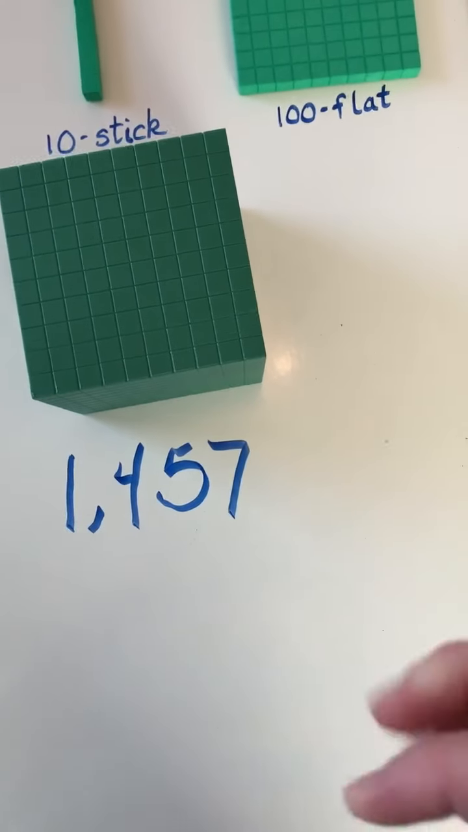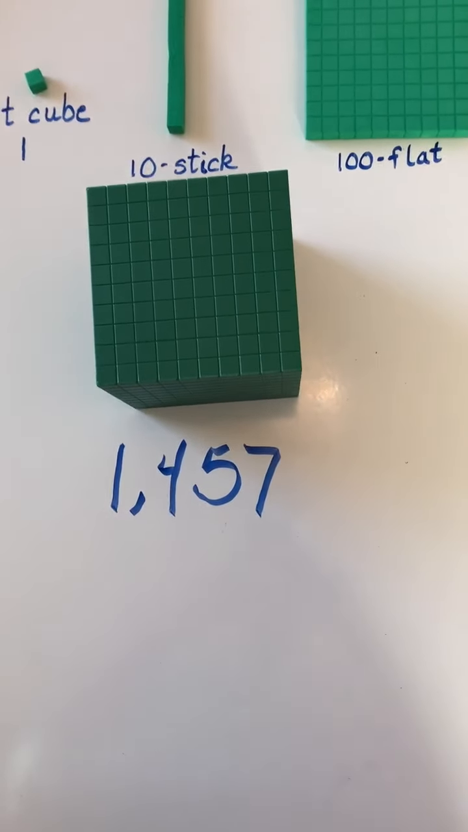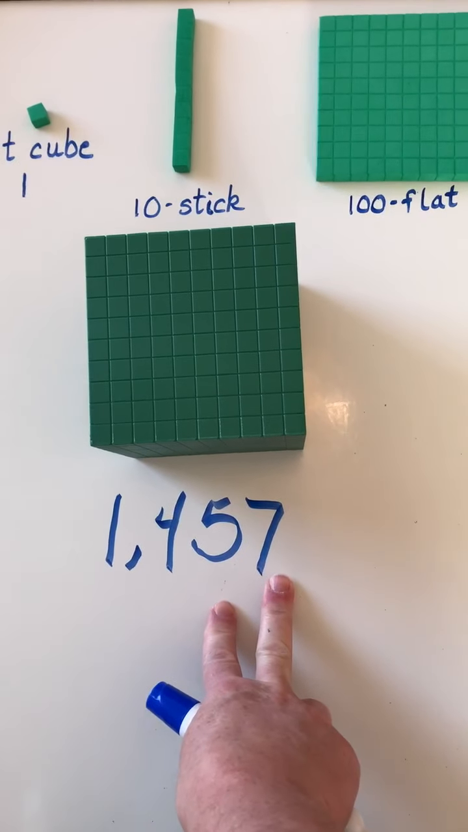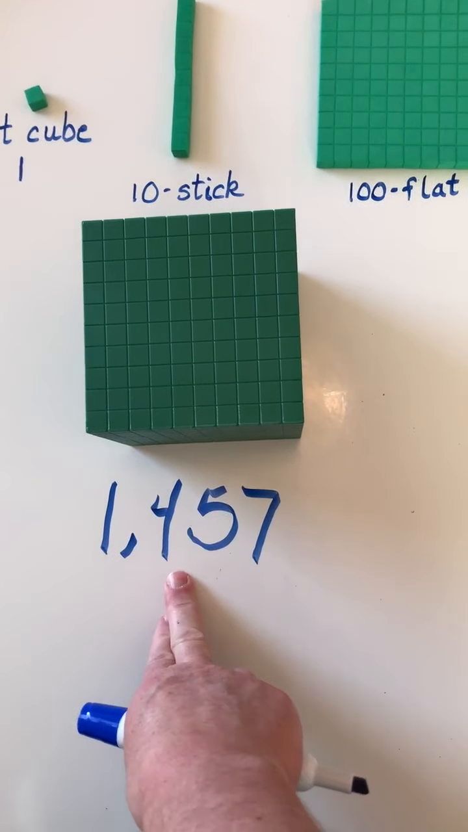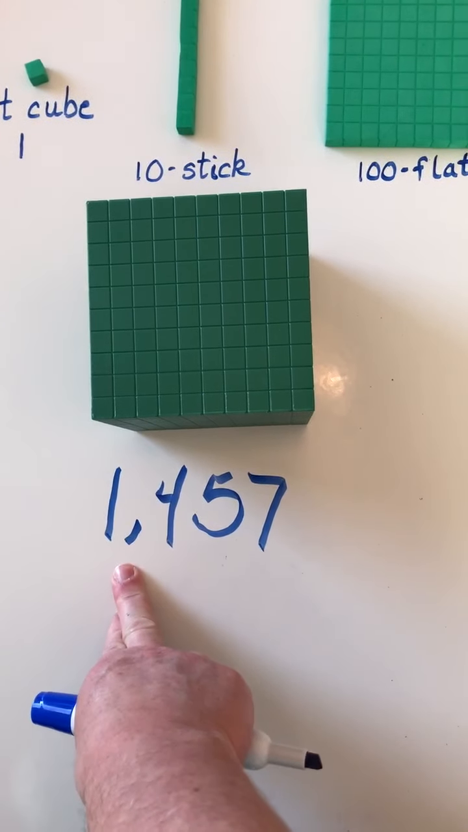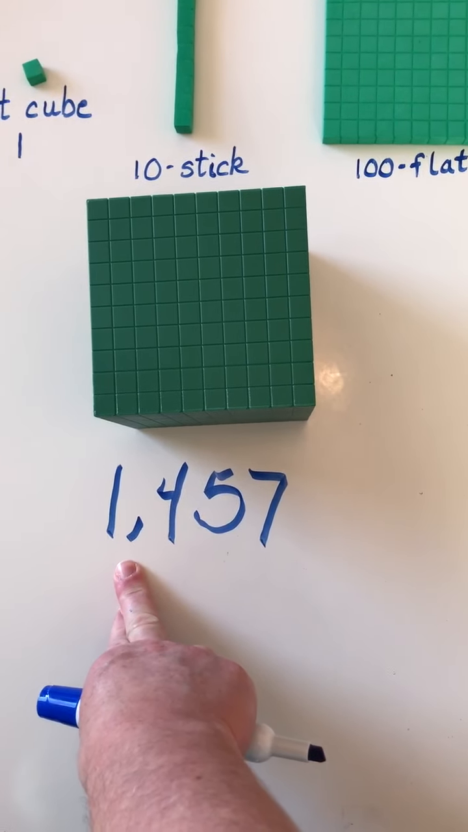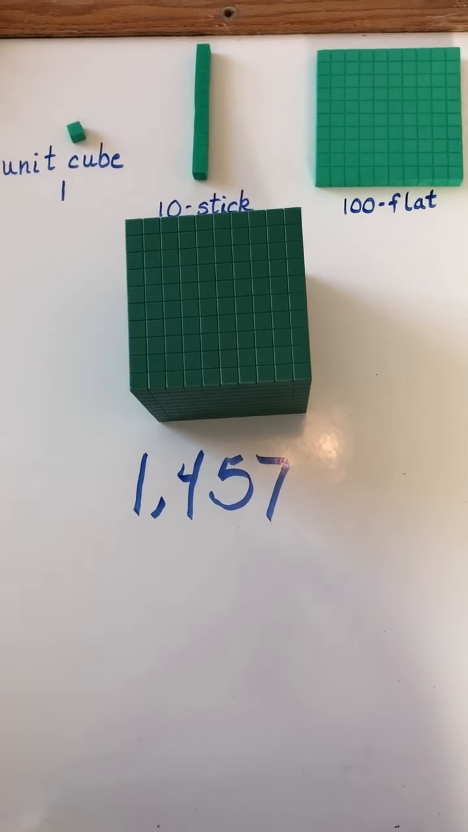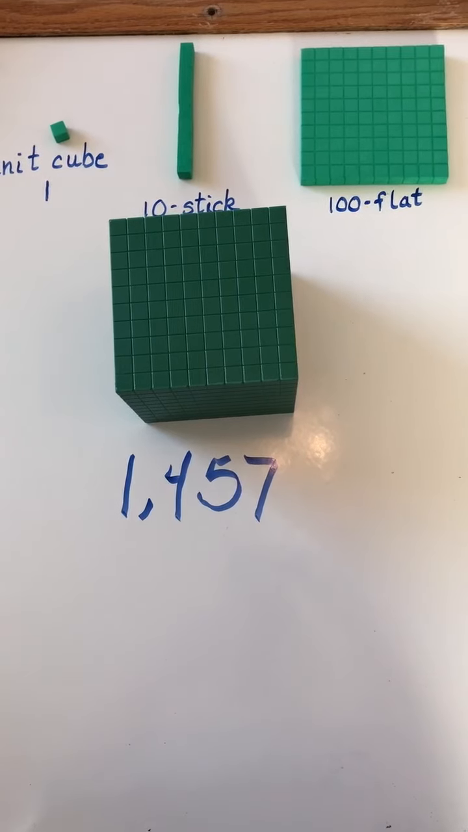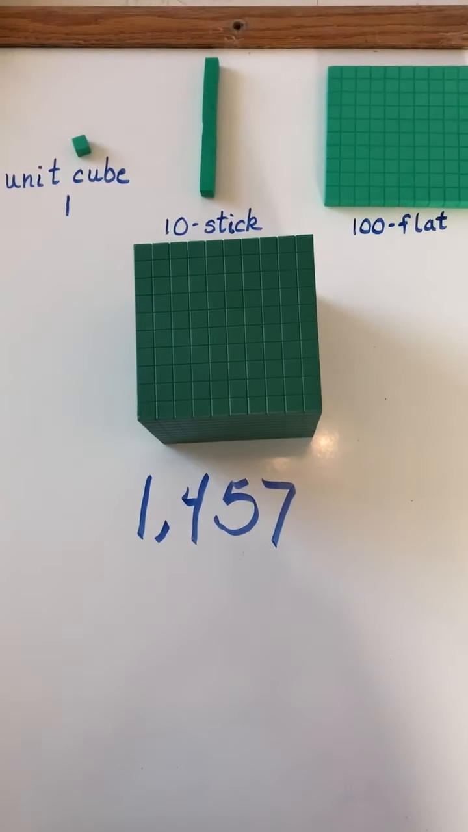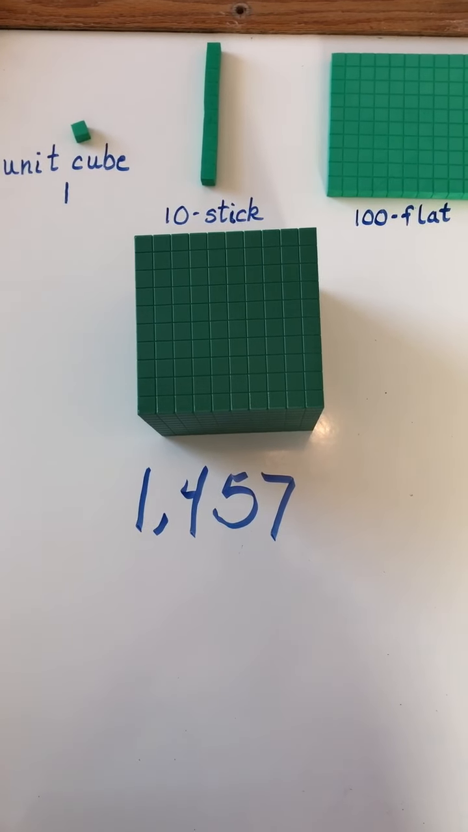1,457. Ooh, that's a big number, guys. Look at that. You're used to doing two-digit numbers. We've done some numbers that have a hundreds place, but this number has a thousands place. But you know what? We can easily show this number using our base 10 blocks, can't we? We have everything we need. So let's show the number 1,457. Okay? Well, what am I going to start with?